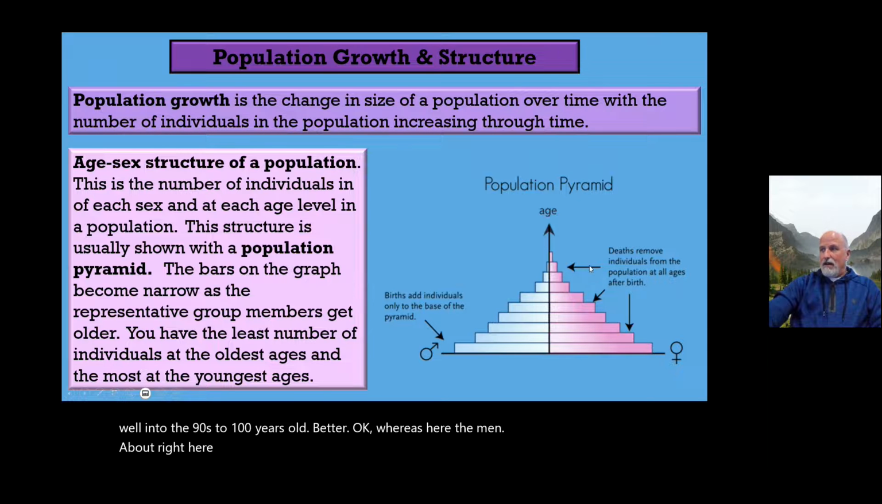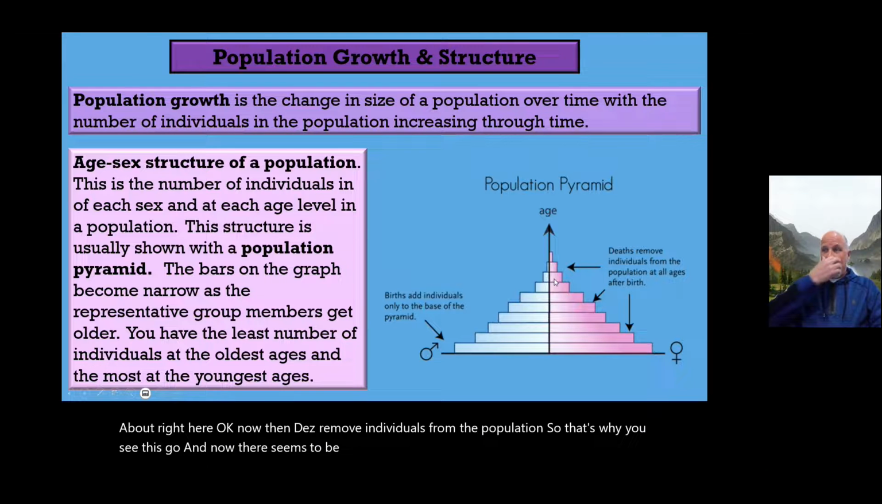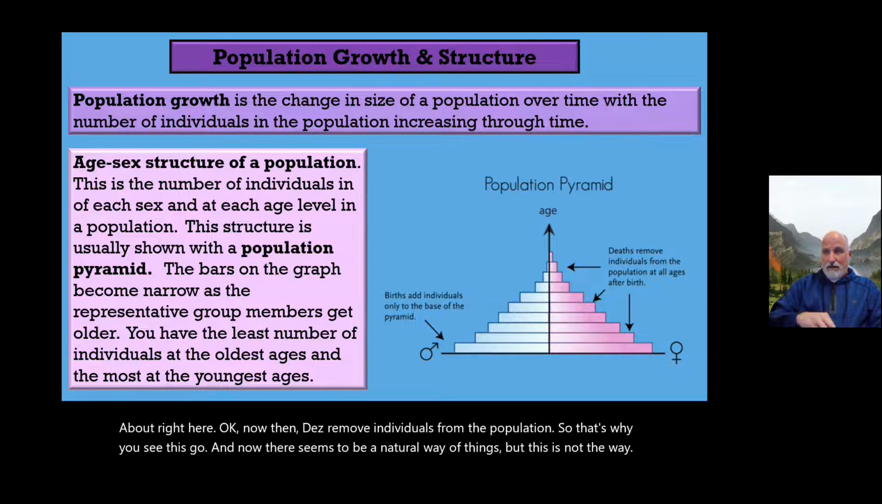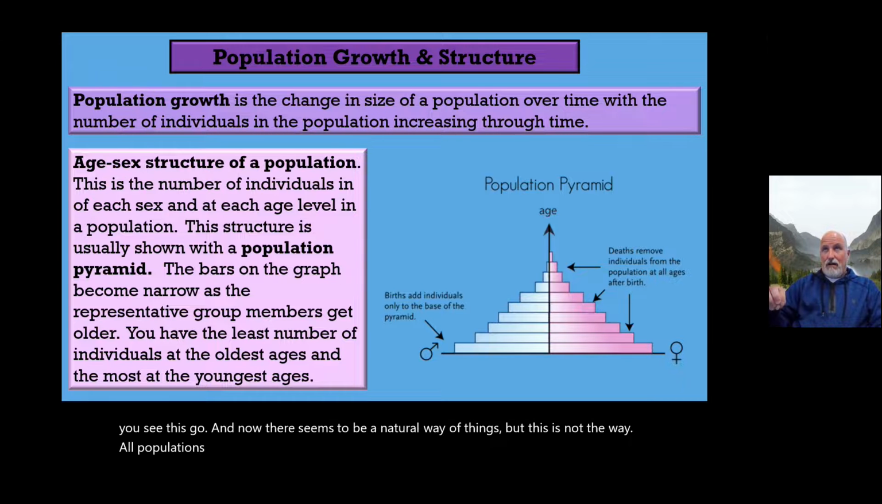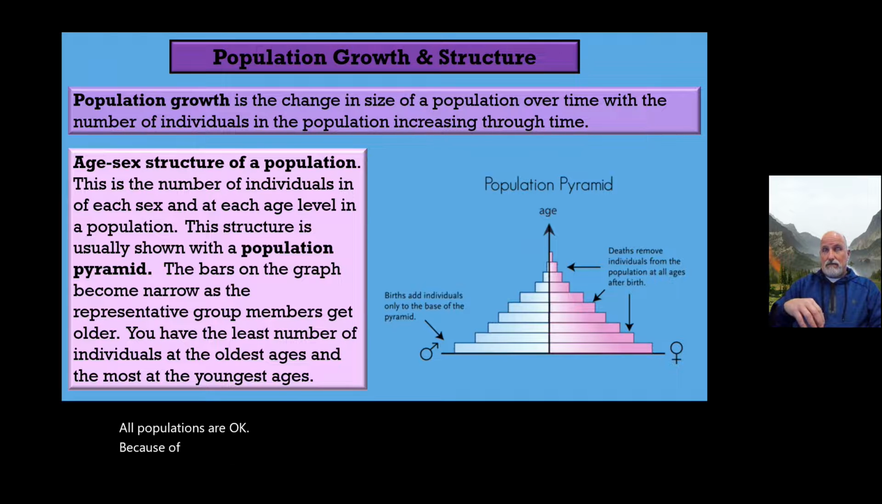Now death removes individuals from the population, so that's why you see this go. And now this seems to be a natural way of things, but this is not the way all populations are, because of us and because of the impact of man.